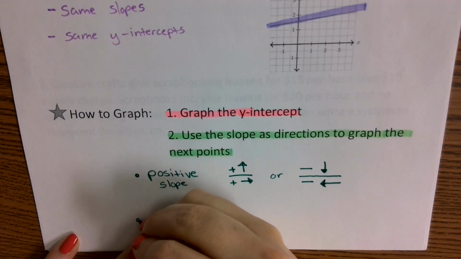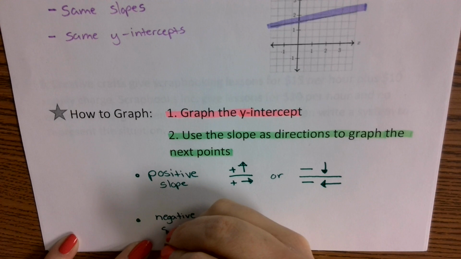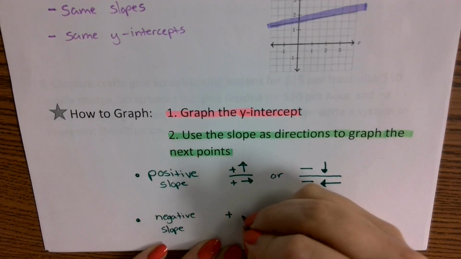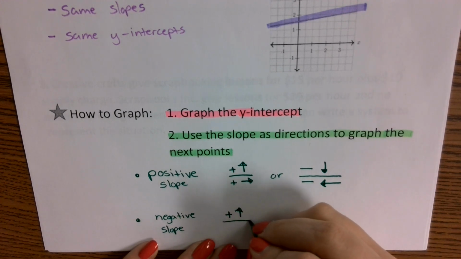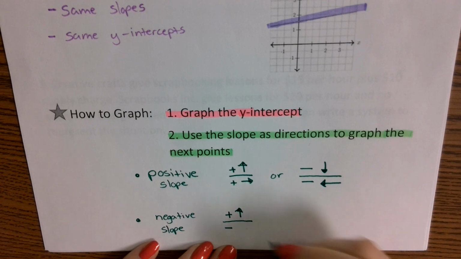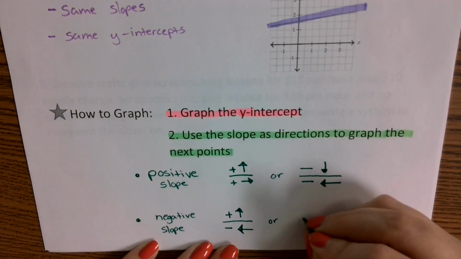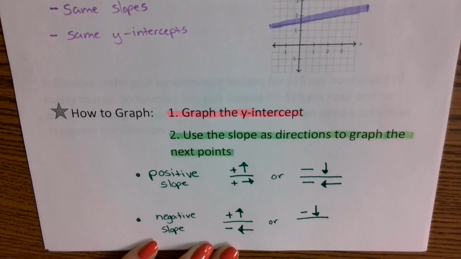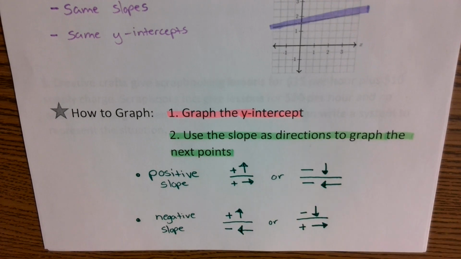Then you've got your negative slope. Your negative slope has you moving in opposite ways. So if the top value of your fraction is positive, you would move up, but that means your bottom value would have to be considered negative, and that would make you move to the left. Or vice versa. Maybe you're moving down to show that the top is negative, and then move to the right to show that the bottom is positive. That still creates that negative direction.